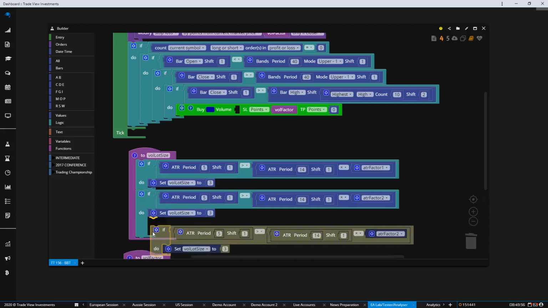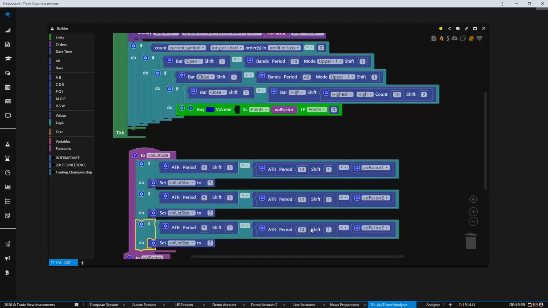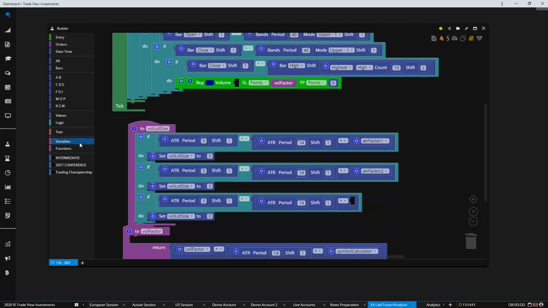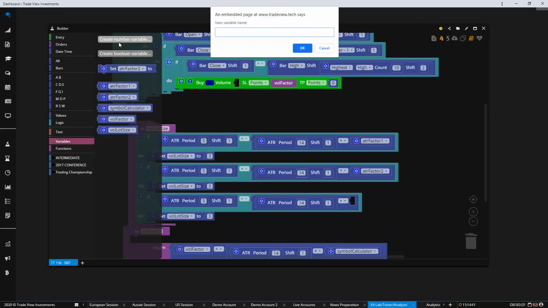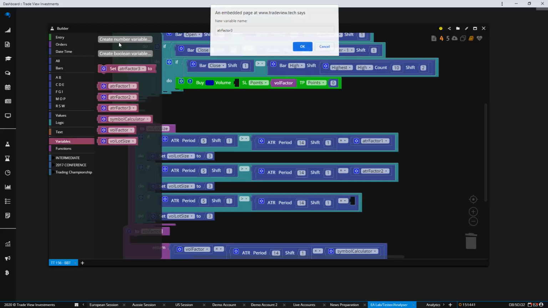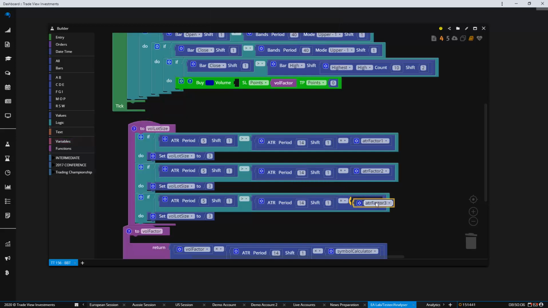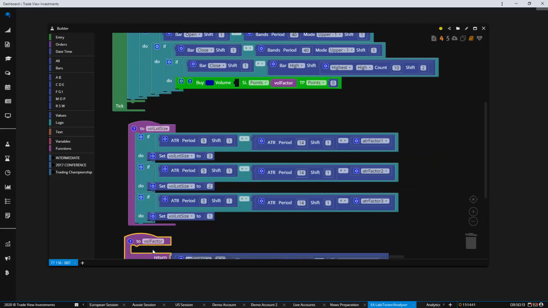Then I can duplicate that again, delete this one, variables, ATR factor 3, and then make that a default of 3. And then in here I'm going to set that to 2 and set that to 1. So basically what I'm saying in this example is when there's more volatility, I want to trade at the smallest size possible.